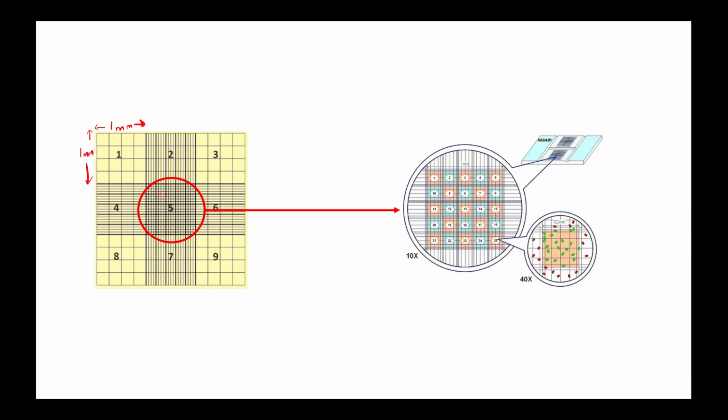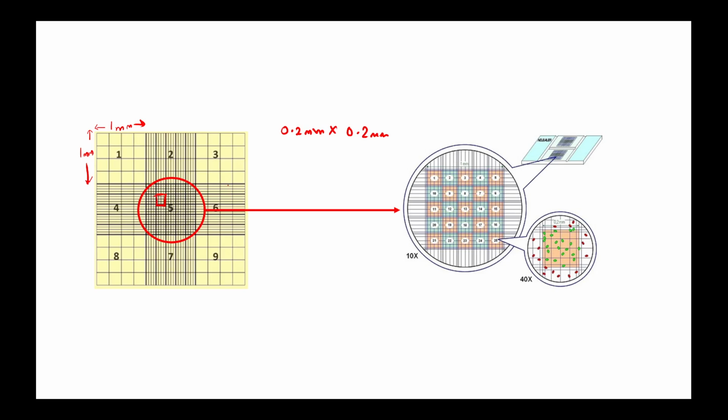So you see this square, right? This one small square corresponds to 0.2 mm into 0.2 mm. Basically, length and breadth is 0.2 mm.